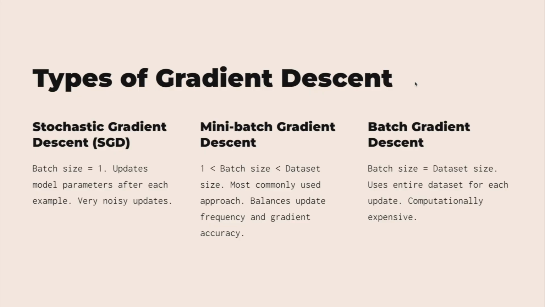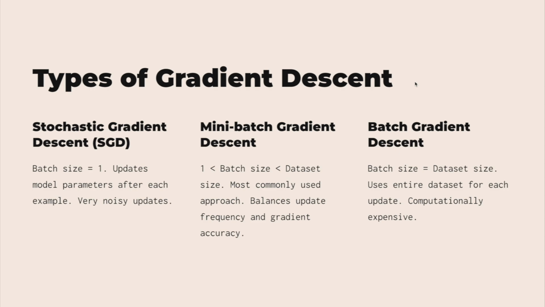Mini batch gradient descent is when the batch size is greater than 1, but still less than the dataset size. That's most commonly used. It balances the update frequency and the gradient accuracy. So it's less noisy, you're looking at more examples, you're more likely to be guessing the true direction of the gradient, and it also causes you to update more frequently, because it is good to update frequently.